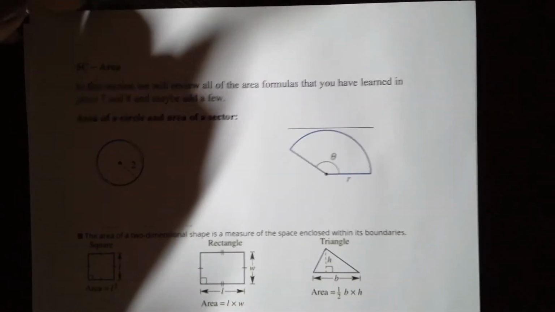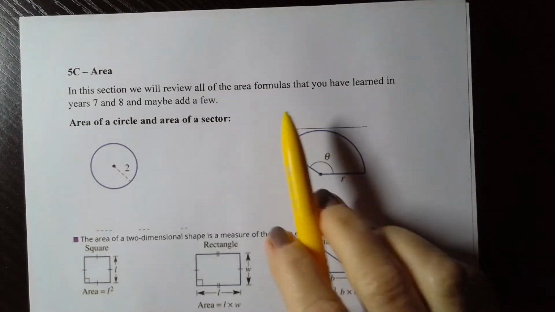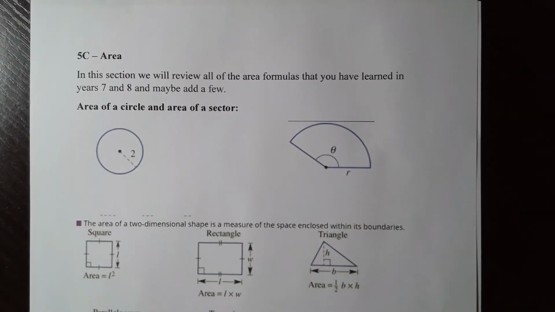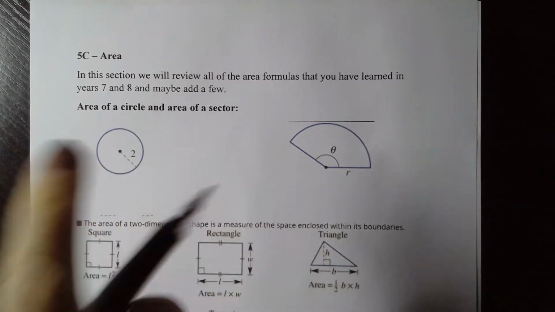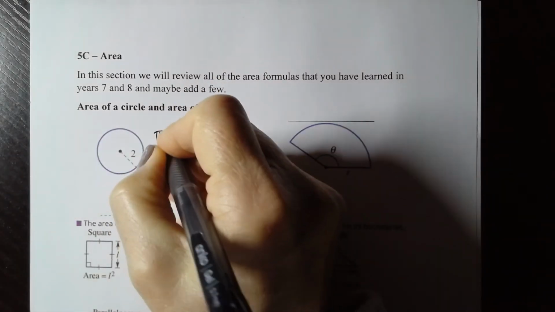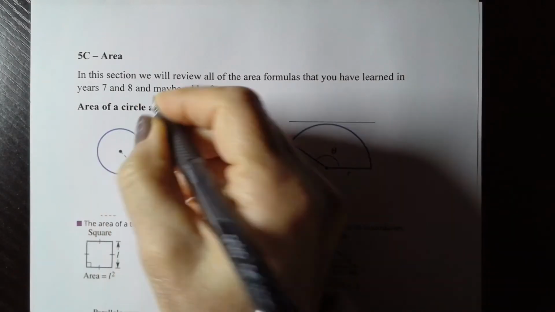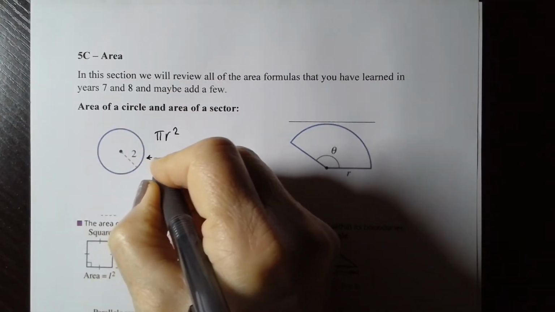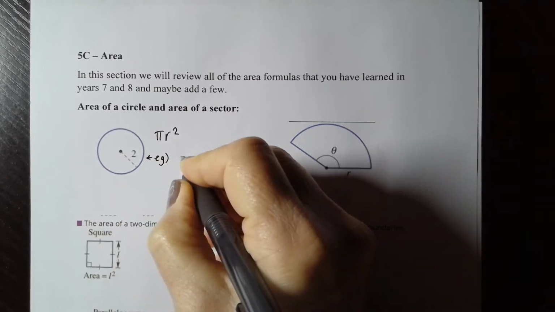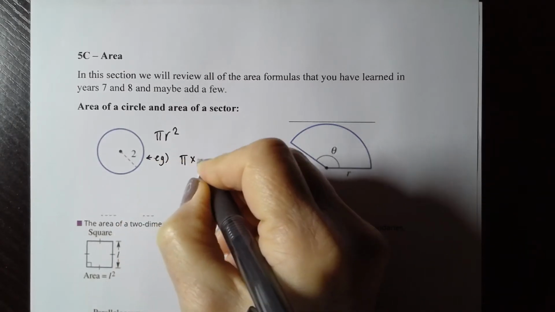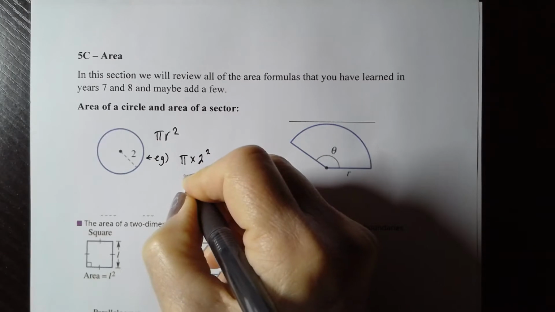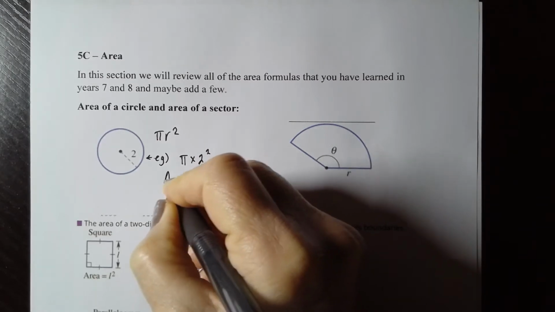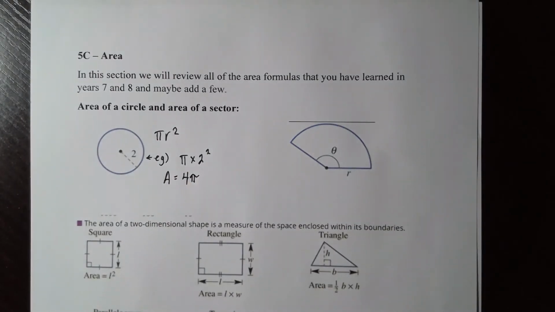Okay, this is 5C area, and we're going to review some formulas and maybe learn some new ones. So, area of a circle is pi r squared. And so for this one, our little example here, it's pi times 2 squared, or pi times 4, but we usually write 4 pi, and we would write big A equals, area equals 4 pi.